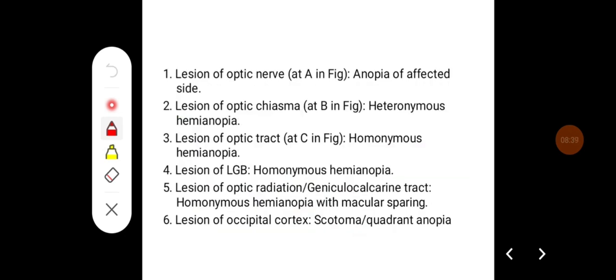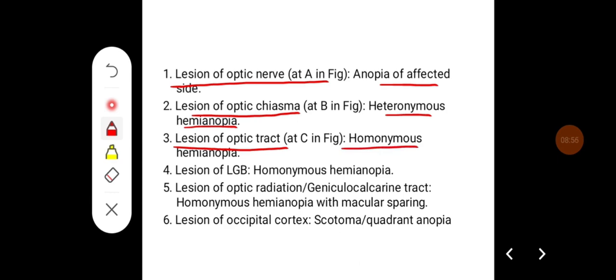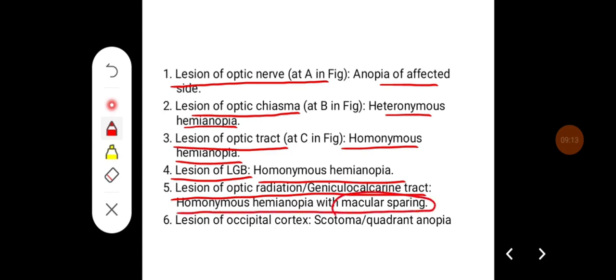The diagram shows the lesion of the optic nerve in figure A, which leads to anopia. Lesion in the optic chiasma leads to heteronymous hemianopia. Lesion in the optic tract will lead to homonymous hemianopia. Lesions in the lateral geniculate body lead to homonymous hemianopia. Lesion in the optic radiation, that is geniculocalcarine tract, also leads to homonymous hemianopia, but with macular sparing, whereas lesion of optic cortex can lead to scotoma or quadrantanopia.